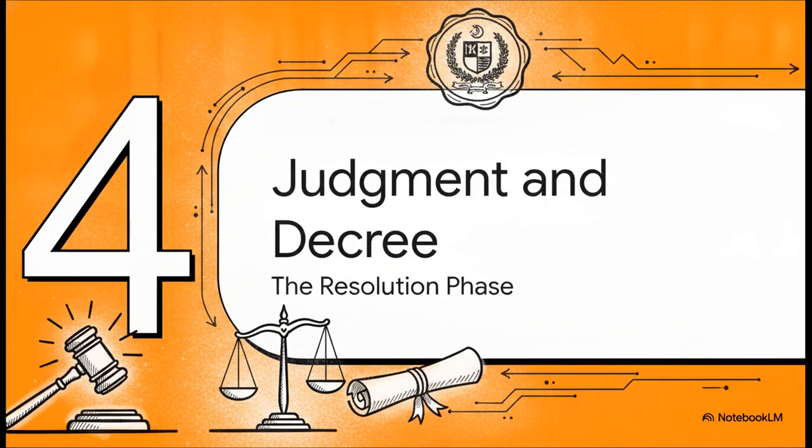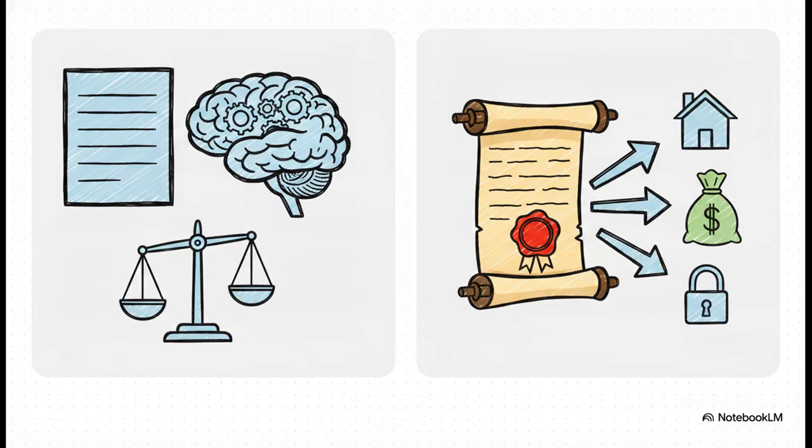Eventually, the evidence concludes, final arguments are made by the lawyers, and we reach Step 4, the judgment and the decree. This stage under Order XX often confuses people, so let's break it down clearly. The court's final decision is actually split into 2 distinct parts. First, you have the judgment. The judgment is the detailed, reasoned explanation of the judge's findings on every single issue that was framed earlier. It's the why. But based on that judgment, the court draws up something called the decree.